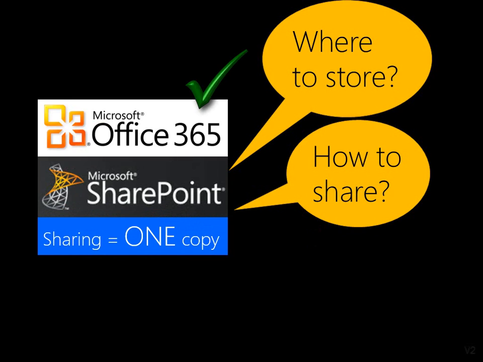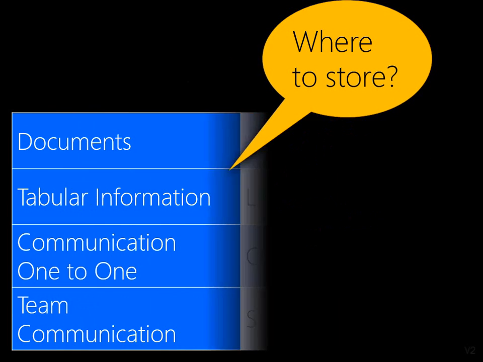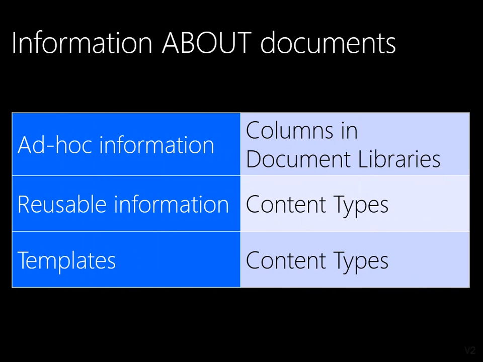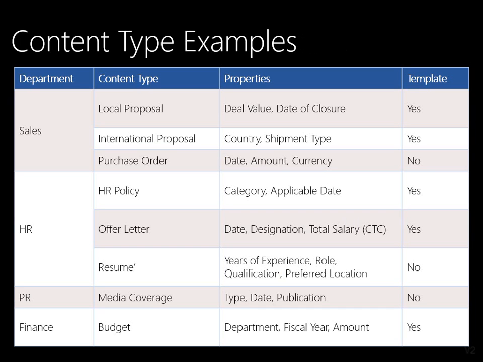Documents should be stored in document libraries. Tabular information should be stored in lists. Communication, mails, meeting requests and tasks should be managed using Outlook. Information that is associated with a document is stored as columns. If the columns are reusable, then we store them as content types along with relevant templates.